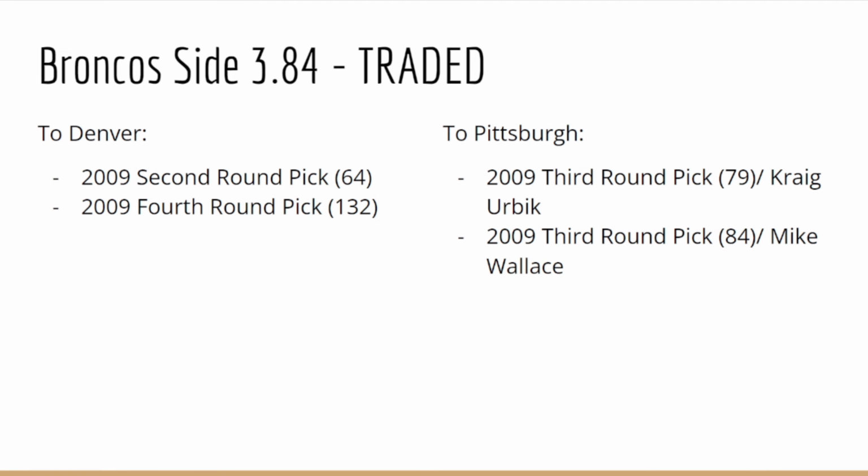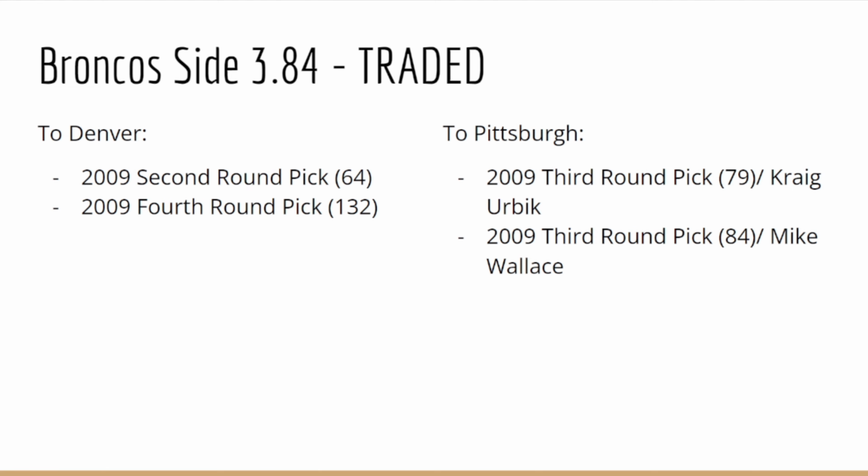Now, what did the Broncos do with that 3rd-round pick in 2009? Well, we actually traded it. We sent that pick, which was a 3rd-round pick, 84th overall, and our other 3rd-round pick, 79th overall, in exchange for a 2009 2nd-round pick, which would be the 64th overall at the back end of the 2nd round, and a 4th-round pick, 132nd overall. The picks that we sent to Pittsburgh would end up being Craig Urbick and Mike Wallace.